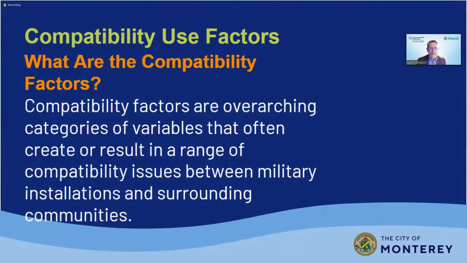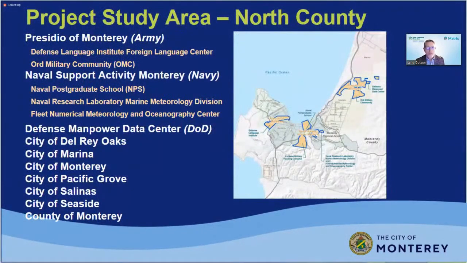The set of factors, we leveraged a set of standard factors to evaluate potential issues. If it comes up, it'll come up in a couple slides, so I'll walk you through some of those compatibility factors. But we had this, due to the enormity of Monterey County, a very large county.